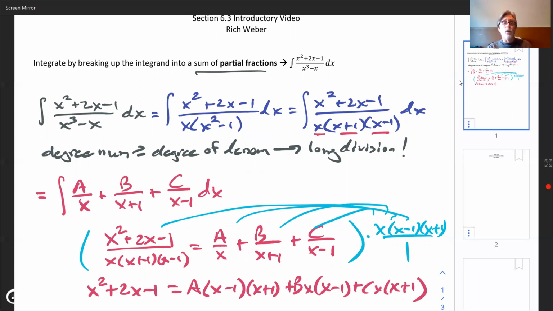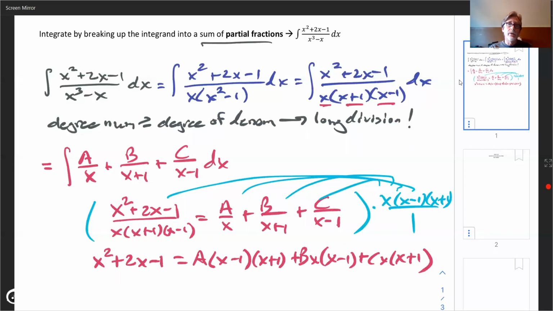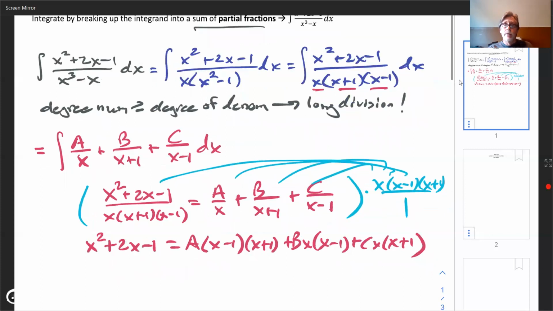And you're left with one polynomial equals another polynomial. What you could do, the long way of doing this, is to multiply out the right-hand side and compare x squared coefficients, x coefficients, and constants.